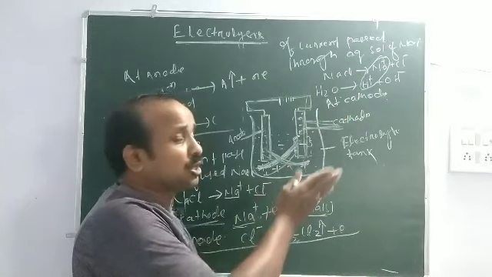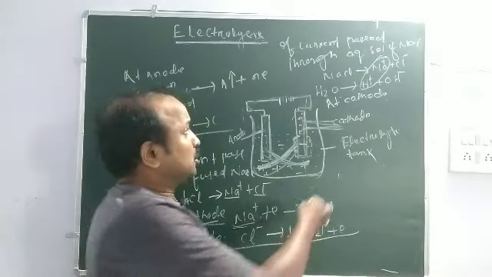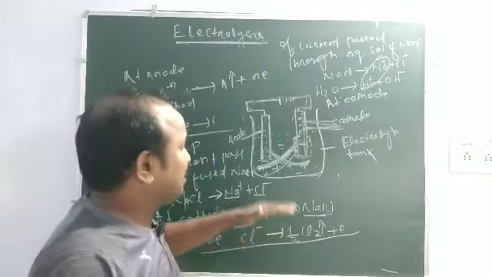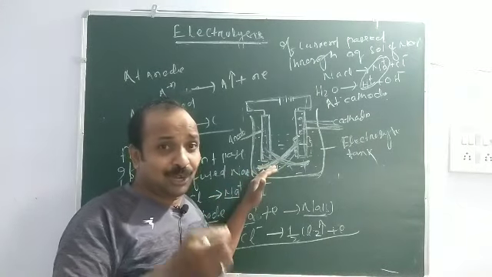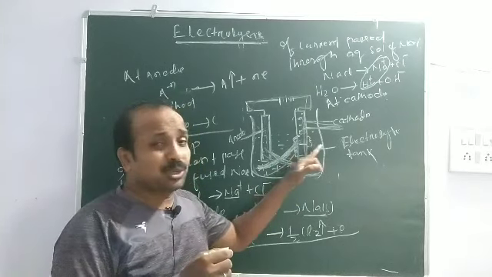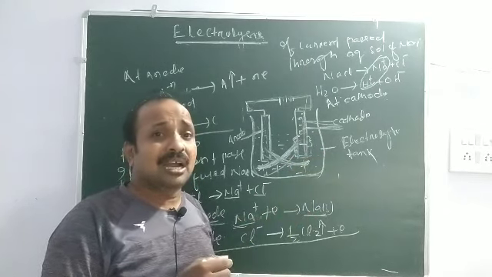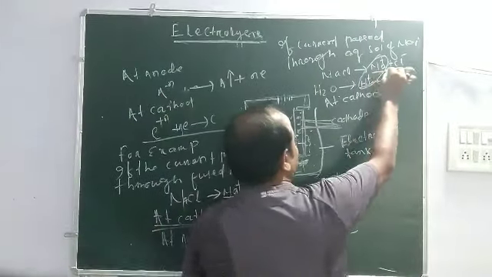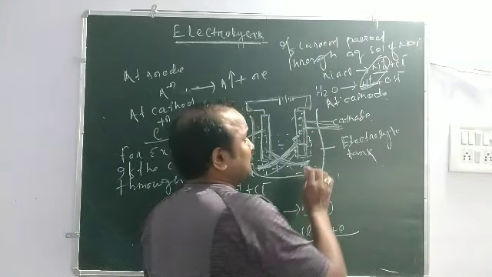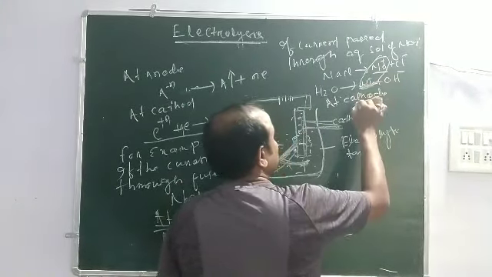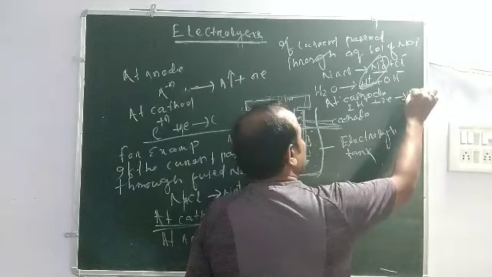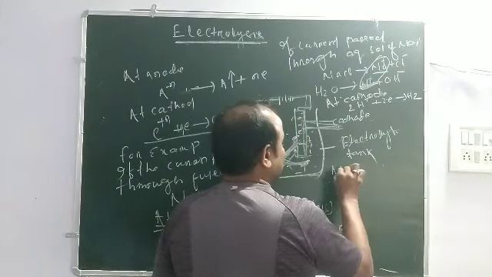Okay, so which one goes to the cathode? When two or more positive ions are present in solution, the less reactive element goes toward the cathode to accept electrons. Here, out of Na+ and H+, H+ is the less reactive. So 2H+ gain 2 electrons and convert to H2.